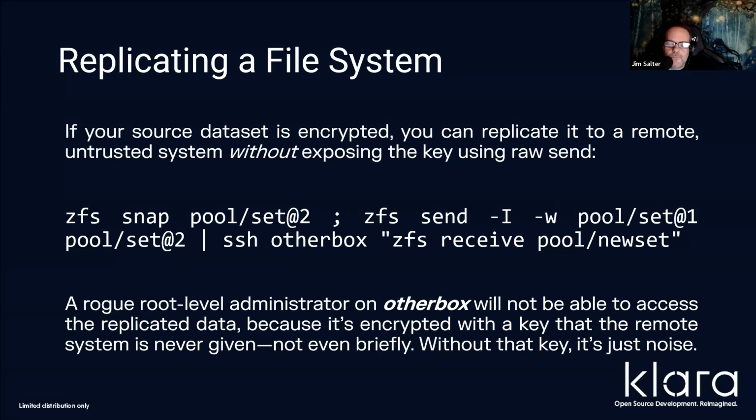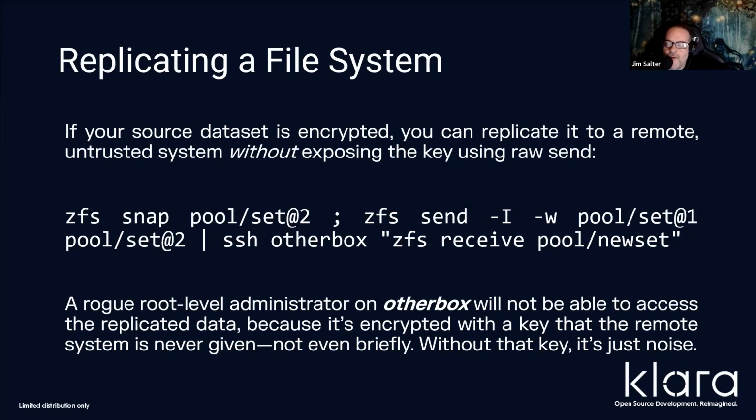So taking a look at how that works, we take a snapshot, zfs snap pool set it to. We do the same zfs send incremental, but we just add a new argument, -w. -w is the argument that specifies a raw send, and that means send this block exactly as is. If it's compressed, it stays compressed over the wire. If it's encrypted, it stays encrypted over the wire. We're not doing anything to it.